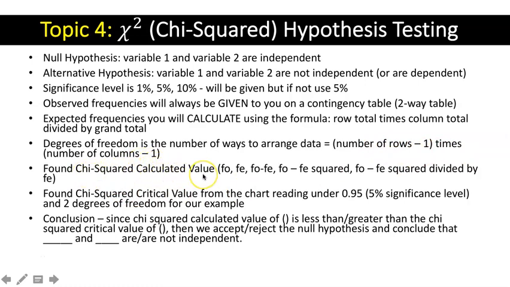Then we're going to find the chi-square calculated value by going observed minus expected, squared, divided by expected. We get the sum of that column, and we're going to find the chi-square critical value from reading the chart under 0.95 because it is a 5% significance level, and in our case, it was 4 degrees of freedom for our example. And the conclusion, since the chi-square calculated value is less than the chi-square critical value, we accepted the null hypothesis and conclude that it is independent. Had we said greater than, then you would have said we reject the null hypothesis and conclude that they are not independent. And that's it for chi-square.